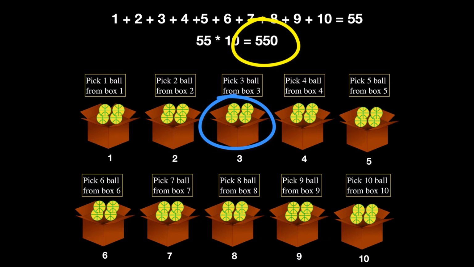So once you weigh the set of chosen balls, find the difference between the total weight and the expected weight. That number represents the box number which contains the defective balls. By following these simple steps, we can solve this puzzle, and the defective box can be identified with a single weighing.